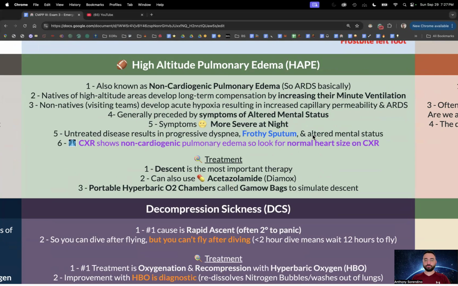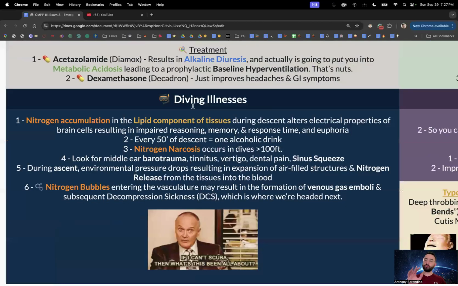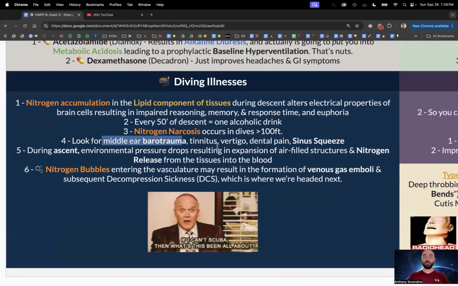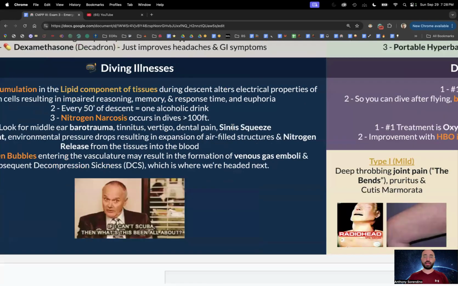Wild. Okay. Moving on to diving illnesses. The big thing here from a path perspective is to know that there's nitrogen accumulation in the lipid components of your tissues. And you could see middle ear barotrauma and tinnitus, so make sure you do an ear exam here. Yeah, you have these nitrogen bubbles which enter the vasculature. So just know that for diving illnesses.